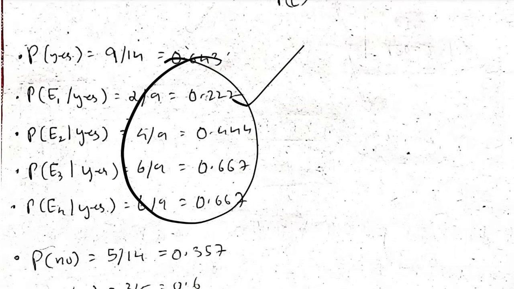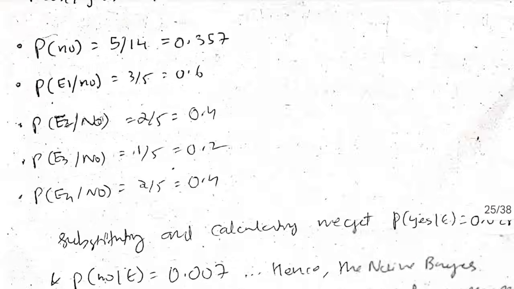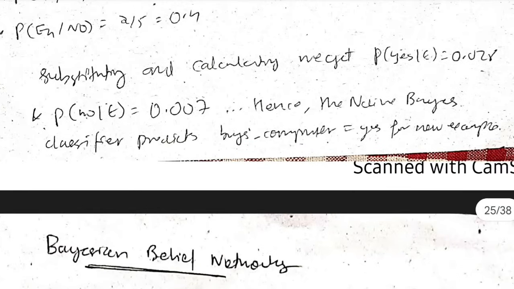And these are the table values from which I have inferred. Substitute and multiply, you'll get one answer. For no and yes, whichever is more is your final answer. For yes, what did you get? 0.0028. Here 0.007. So for yes it is more, therefore he will be buying the new computer. Fine.